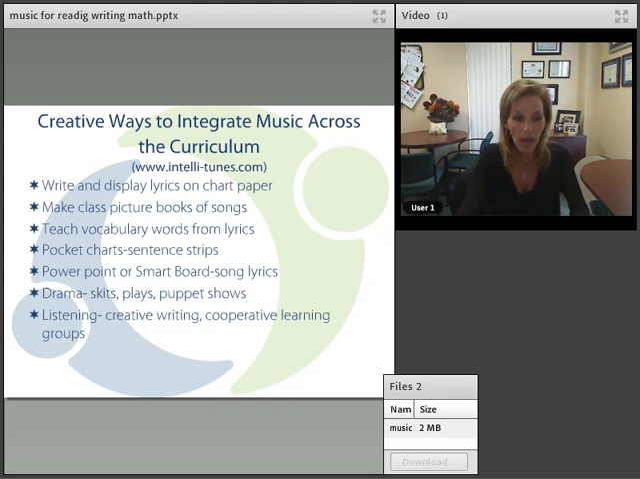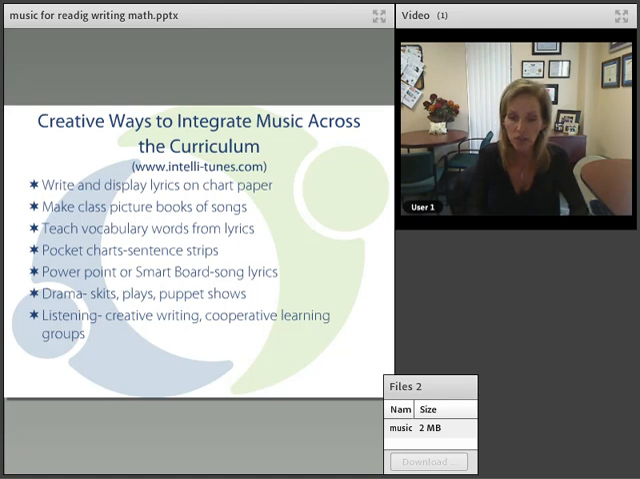You can create a PowerPoint or a smartboard activity using song lyrics, and I'll show you some examples in a moment. I'm also going to show you an example of using drama, plays, and puppet shows as a way of retelling a story that the child has read. They could do a part in a play. They can make a puppet show where the puppet sings the story. And then working on listening skills would be on creative writing and cooperative learning.